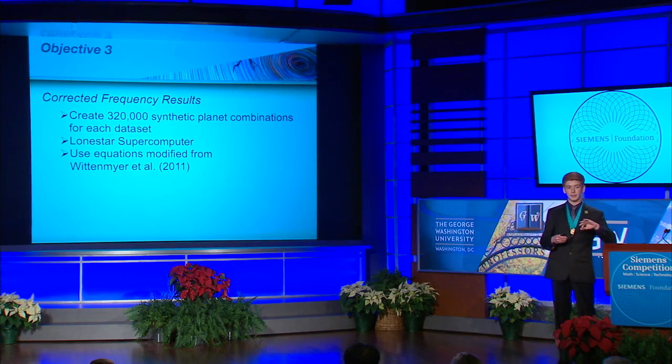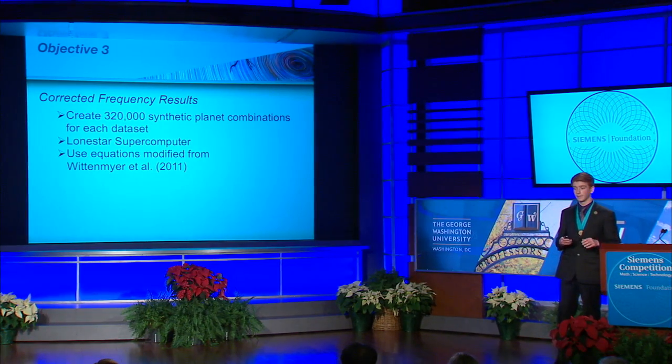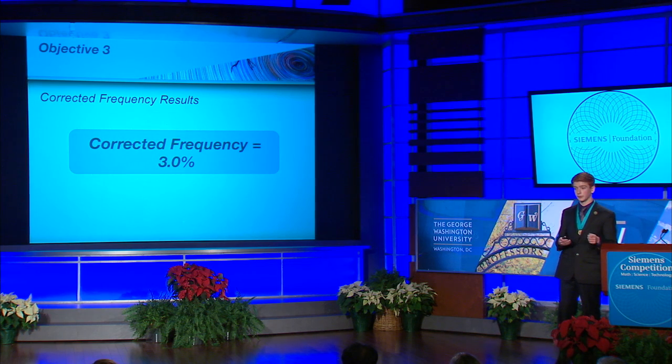In total, 320,000 synthetic planets were created for each star in the sample. The script was run on the Lone Star supercomputer located in Austin, Texas. Using probability expressions derived from Whitmire et al., we achieved a corrected frequency of 3.0%.